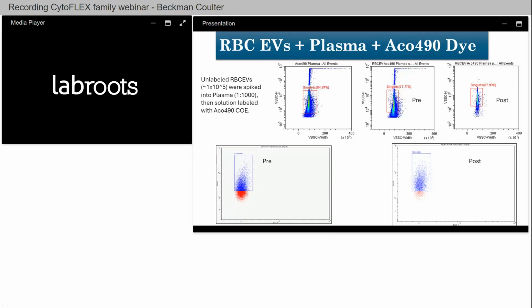We did test this before, and we were able, obviously, to get a decent figure here on the left of how the RBC EVs looked in the plasma. Our pre-sort, so the first picture is basically plasma alone. The second one shows the RBC EVs in the plasma, and then our post-sort of that.